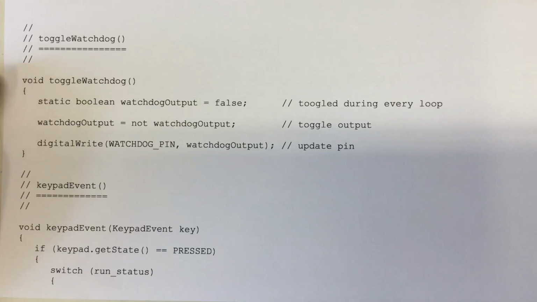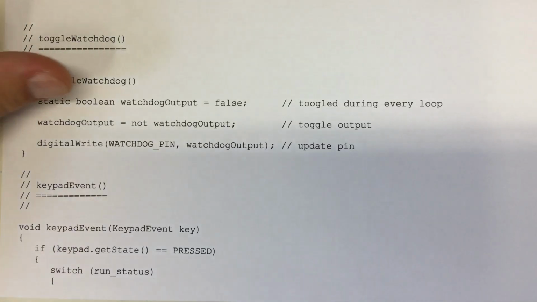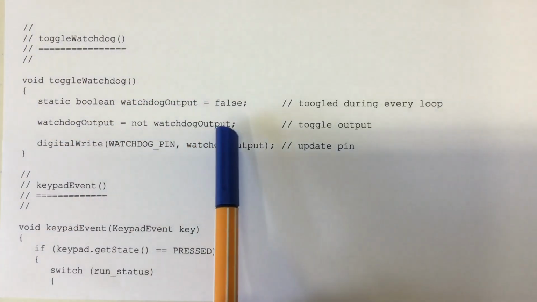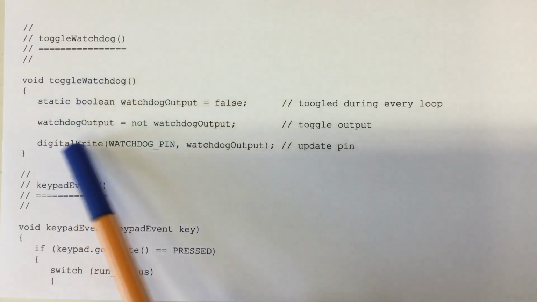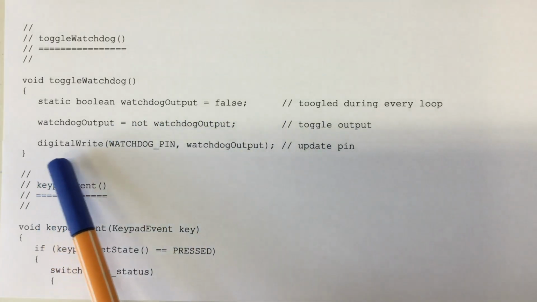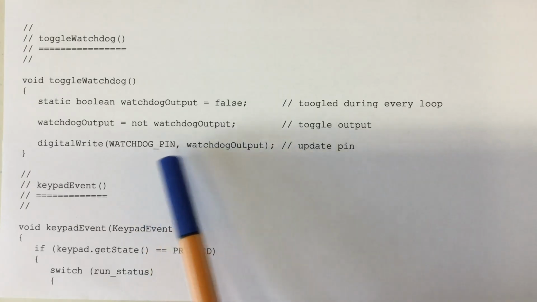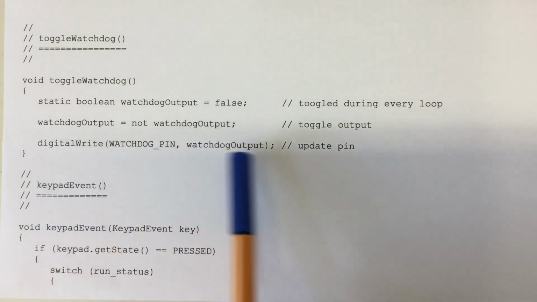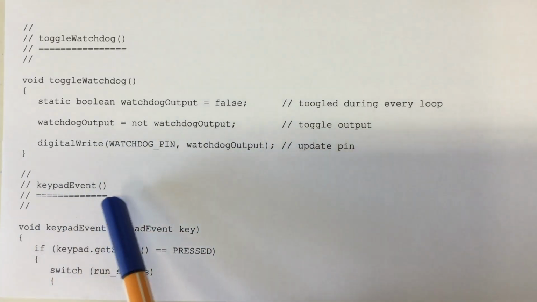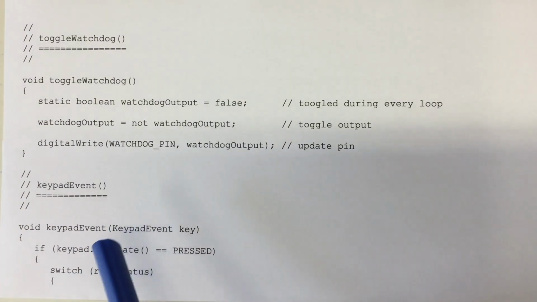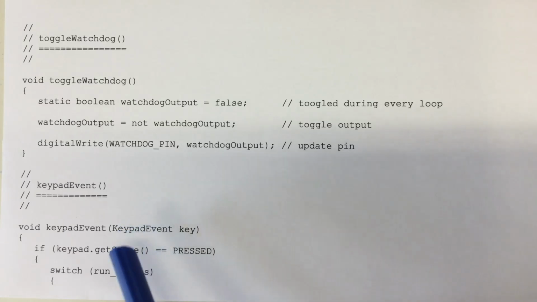Yeah, let's continue with the watchdog. The watchdog function also uses a static Boolean watchdog output, which is initialized to false. And each time the function is called, as often as possible, the watchdog output is inverted and then simply written out to the watchdog pin. Card link to the watchdog video, how that works. And then keypad event, but we do that at a later point, because at the moment we don't have a keypad event because I haven't pressed the key.